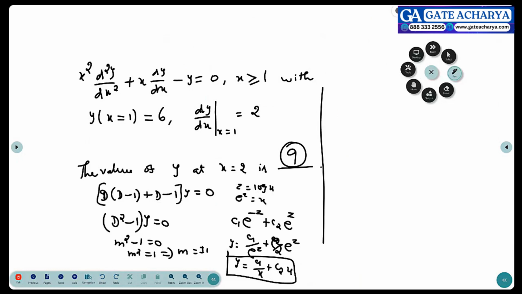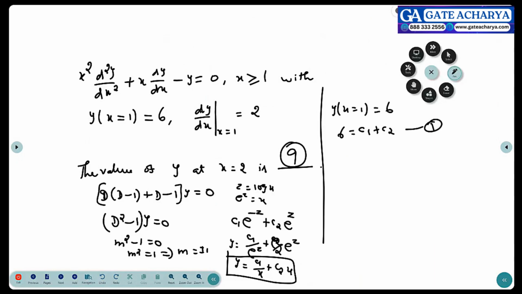Now the condition: y of x equal to 1 is equal to 6. Substituting x equal to 1, y is 6, so c1 plus c2 is equal to 6. This is equation 1. Correct?